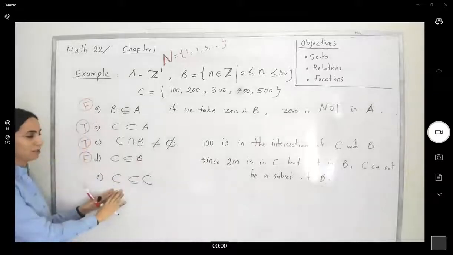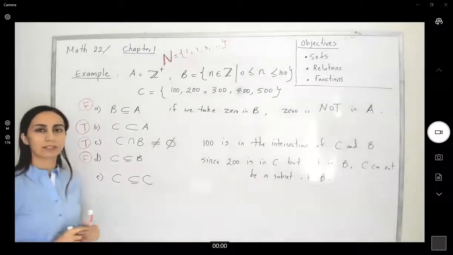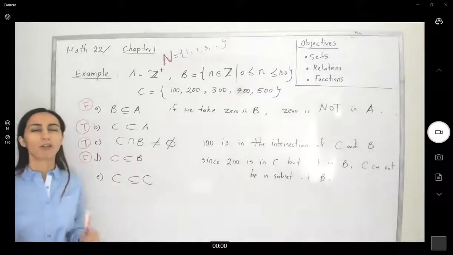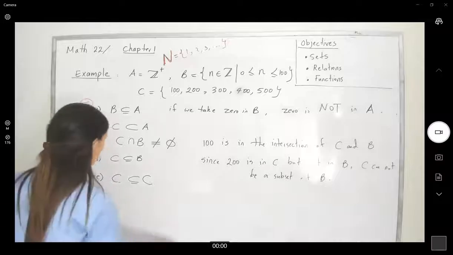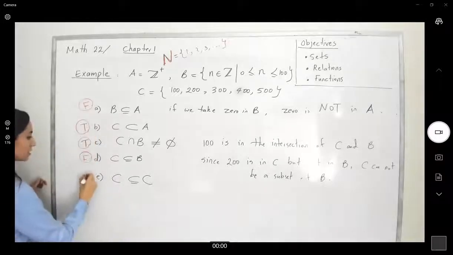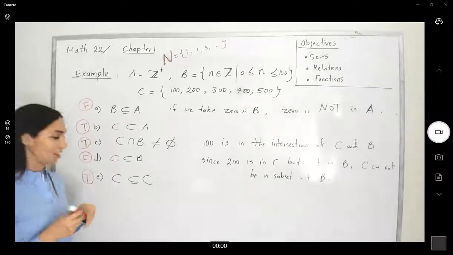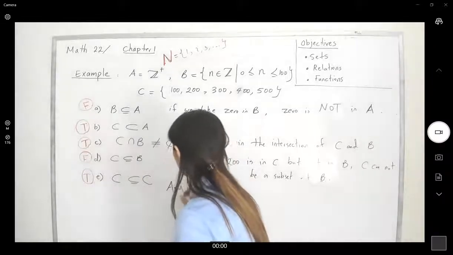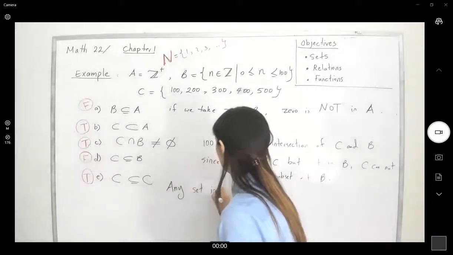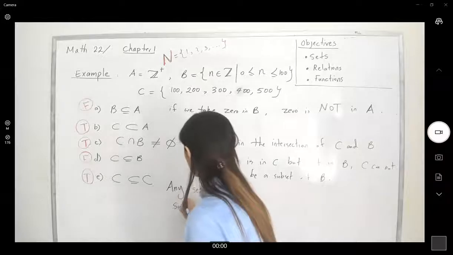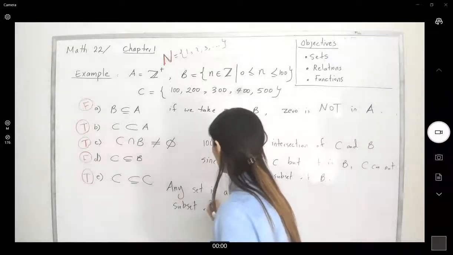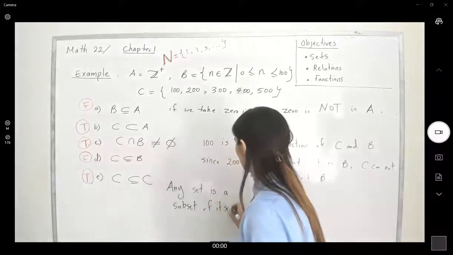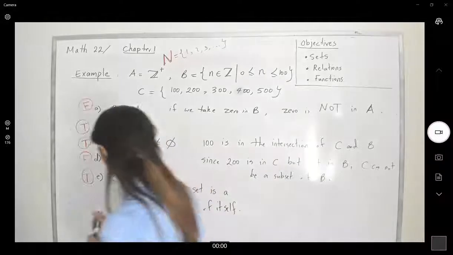And finally, C is a subset of C. This is always true. Any set is a subset of itself. It's always true.